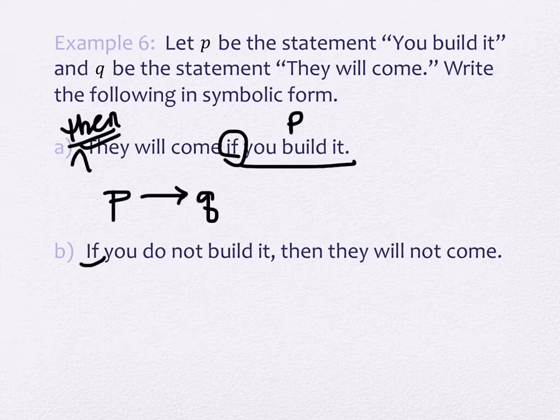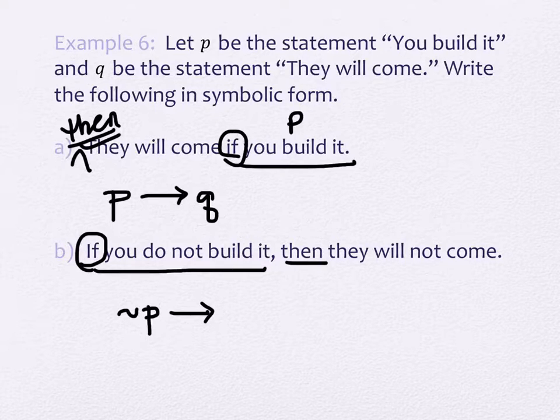Now the second statement here on part B, the if is at the beginning, so we don't have to worry about altering what feels like the order or anything like that. We just start with where the beginning is because if is at the beginning. This is if you do not build it. What would if you do not build it be? That's the negation of P. The word not made it the negation. And this has this if-then structure, so you've got the arrow. And then it says they will not come. That's a negation of Q, right? Tilde Q.